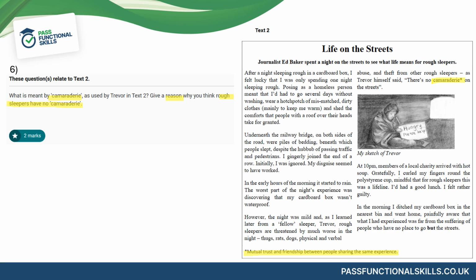So if we look prior to that, it says, however, the night was mild, and as I learned later from a fellow sleeper, Trevor, rough sleepers are threatened by much worse in the night: thugs, rats, dogs, physical and verbal abuse, and theft from other rough sleepers. Okay, so if we know the word camaraderie means mutual trust and friendship between people sharing the same experience, and we know that rough sleepers don't have that, a reason why they wouldn't have that is because they're stealing from each other, they're physically assaulting each other, and they're verbally assaulting each other as well. So any of those reasons would be suitable here.